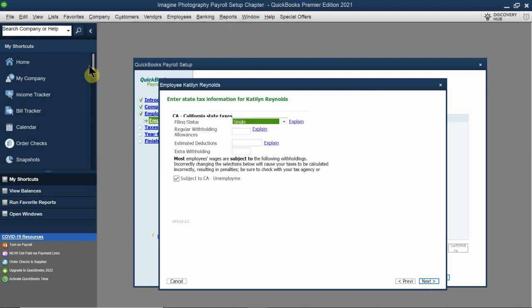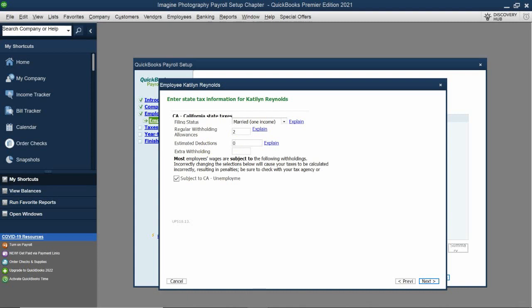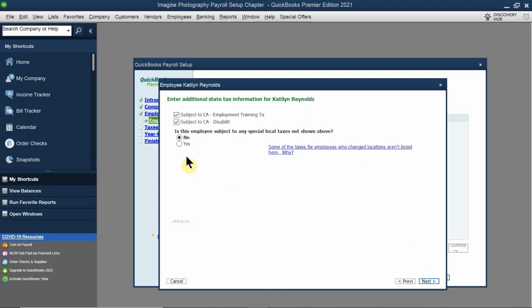Okay. And then let's see here. So she's going to be subject to California tax, right? Filing status, again, she's married, has 2 withholdings and 0 extra withholdings. So again, this is for the state of California. Okay, and then next. So then here it asks, that means she must be subject to California employment. So again, this is where I was talking about that Californians do pay into their unemployment, and they also pay a portion to their disability. Okay, and again, the question is, is this person subject to any local taxes?